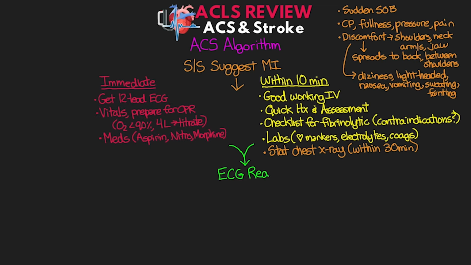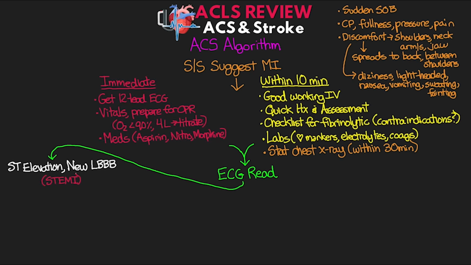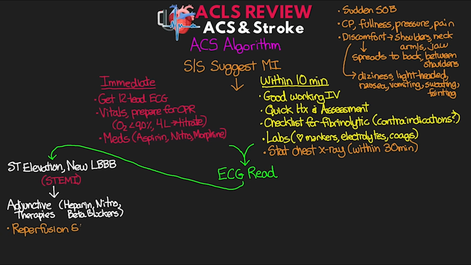Now, from here, the algorithm branches and gets a little complicated based on the read of the ECG and what is happening at various points. But the first branch that I'm going to talk about is going to be when our patient has ST elevation or a new left bundle branch block, and this is going to be our STEMI. Now, in this case here, you're going to want to immediately start adjunctive therapies such as heparin, nitroglycerin, and beta blockers. And then from here, we need reperfusion therapy stat. And so this is probably going to mean cath lab in most facilities, but could be fibrinolytic therapy as well.